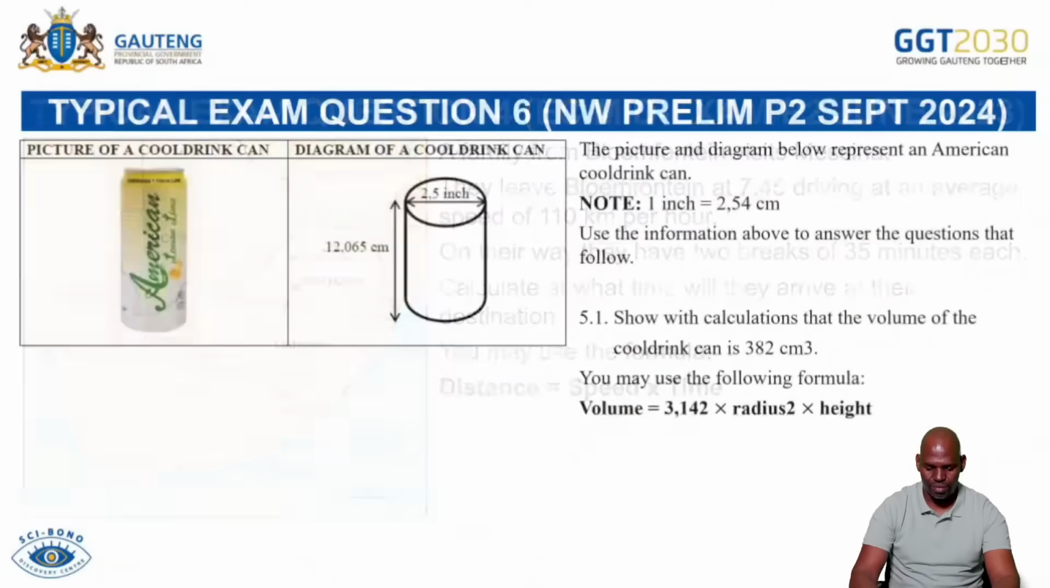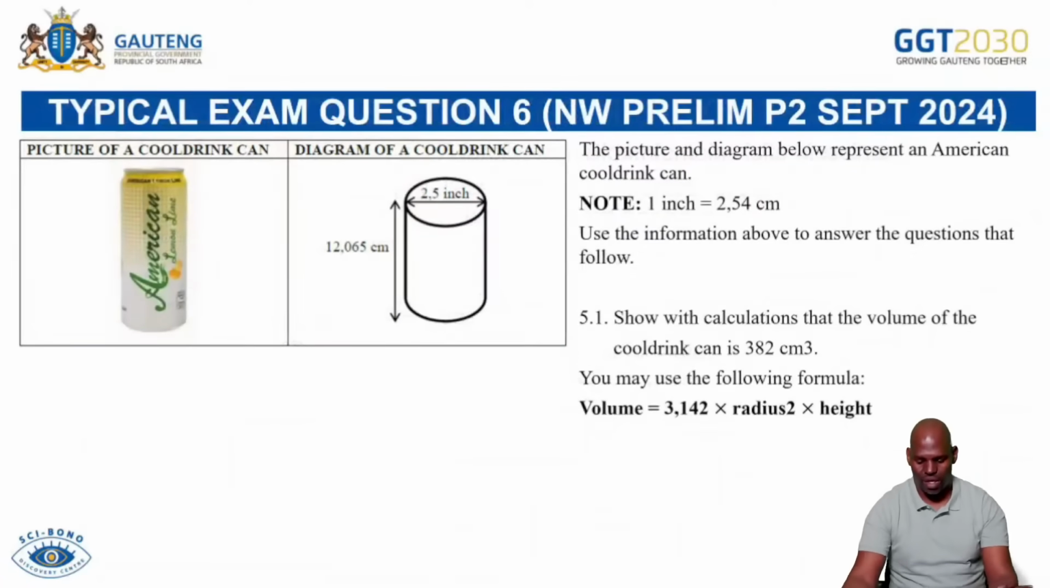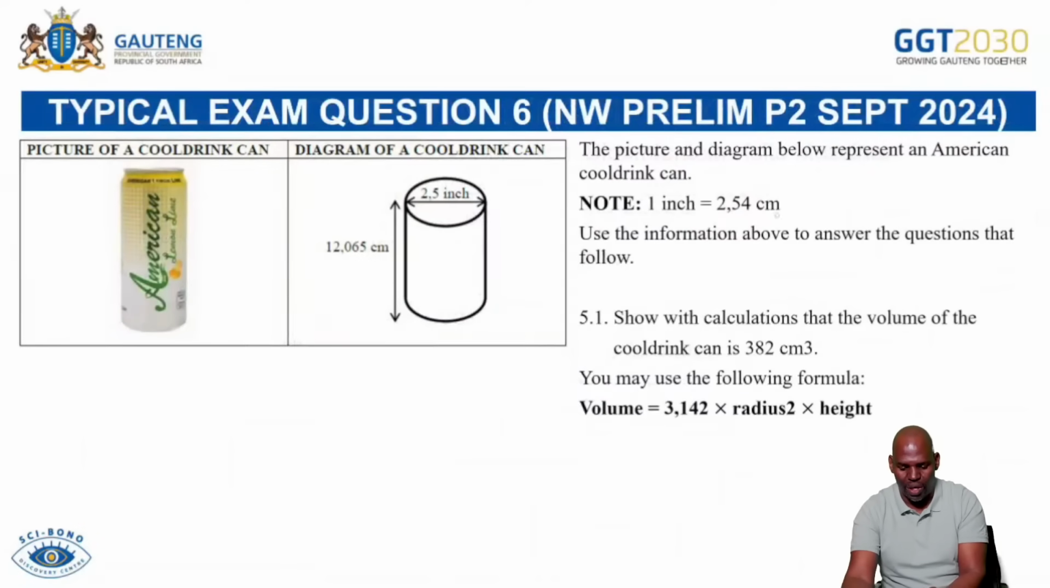Okay, then the next type of question. The picture and diagram below represents an American cool drink can, and then note 1 inch is equal to 2,54 centimeters. Use the information above to answer the questions that follow. 5.1. Show with calculations that the volume of the cool drink is 382 cubic centimeters. This must be cubic centimeters, right?